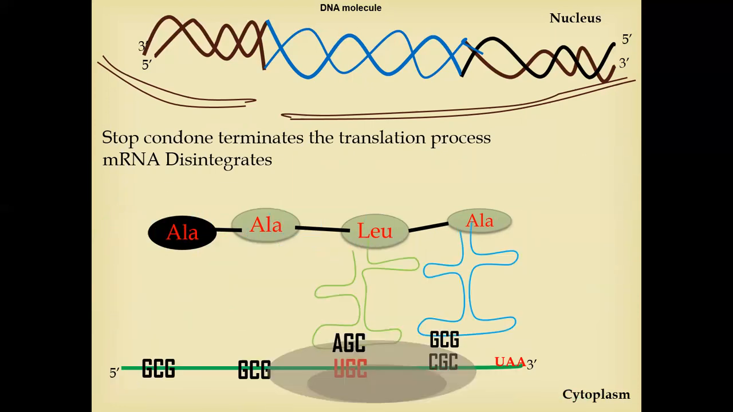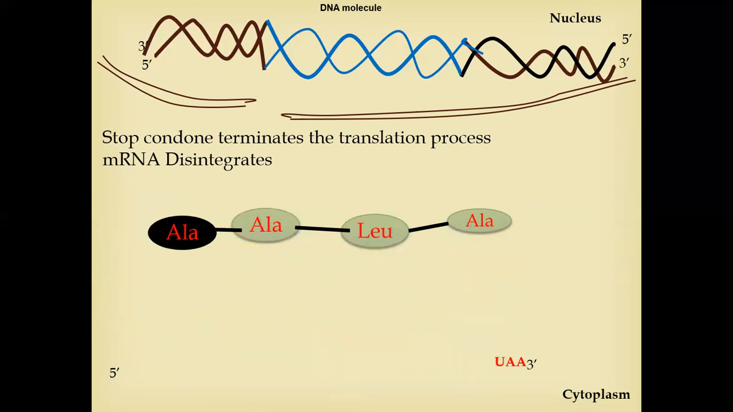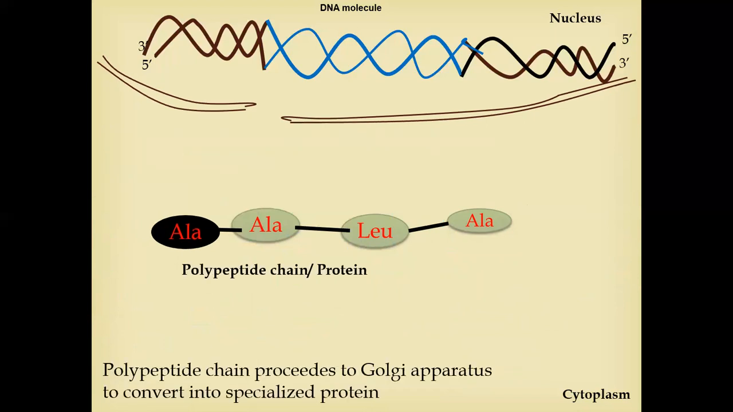If the messenger RNA stayed in the cytoplasm, one type of protein would be produced continuously, and it would become surplus and waste, which is a waste of energy. To avoid this loss of energy, the messenger RNA disintegrates. The protein, which is produced as a polypeptide chain, will proceed to the Golgi apparatus to be converted into a specialized protein.